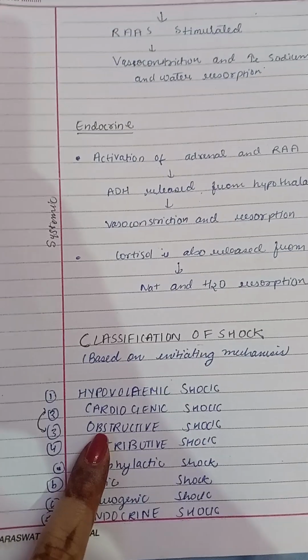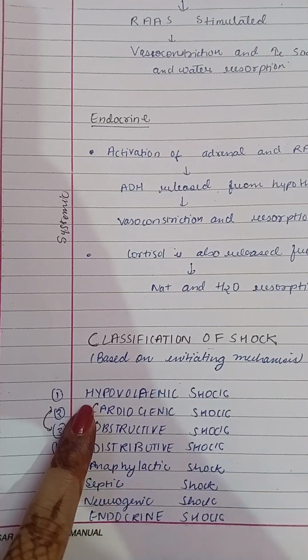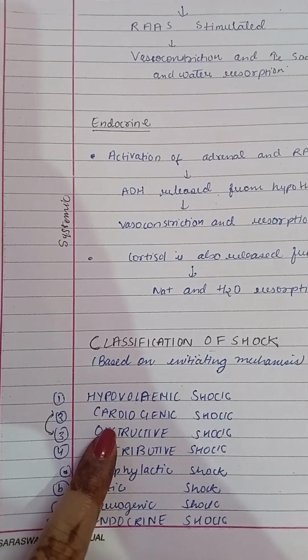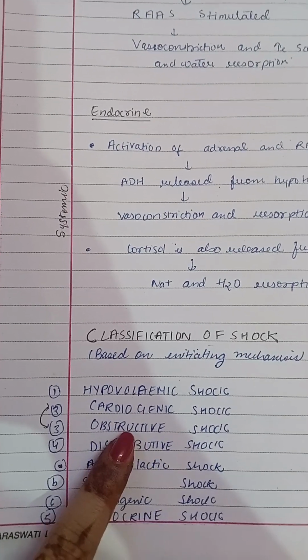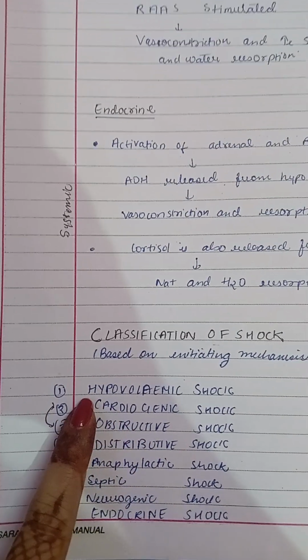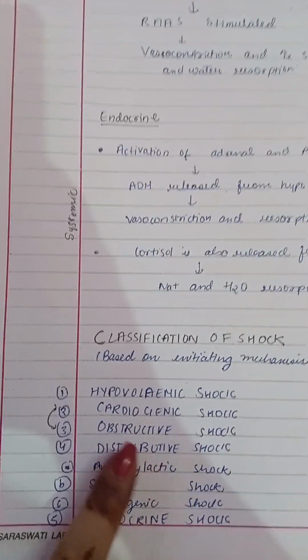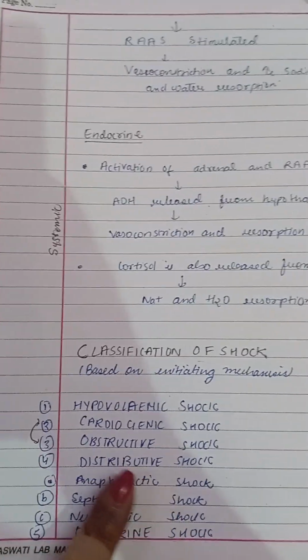Classification of shock based on initiating mechanism. First is hypovolemic shock, second is cardiogenic shock, third is obstructive shock. Okay, cardiogenic and obstructive are correlated. We will see in detail.